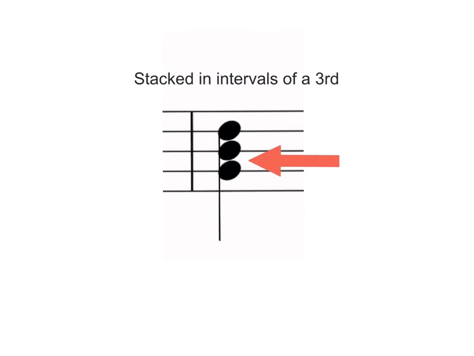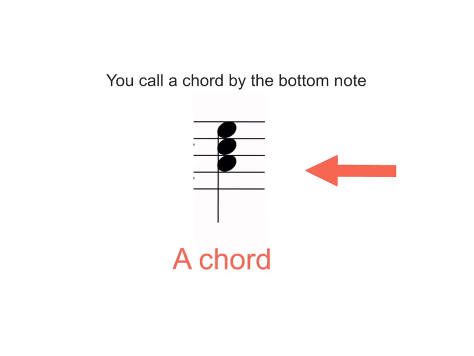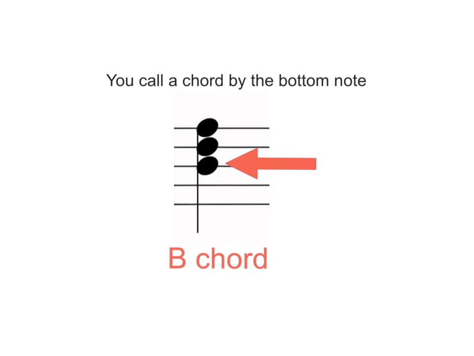So 1, 2, 3, that's a third, 1, 2, 3, another third. So a stack of thirds. You call a chord by the bottom note. For example, this note is a G, so this is called a G chord. So here's an A. That's the bottom note of this chord, so that makes this an A chord. The bottom note is a B, so that makes this a B chord.